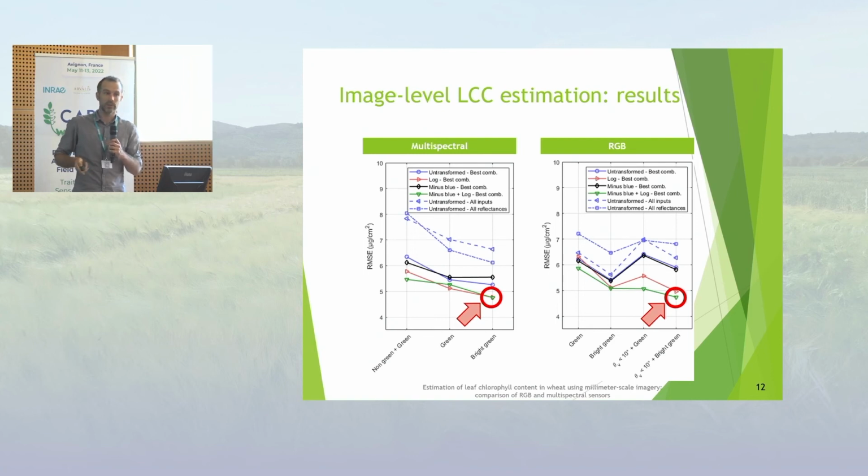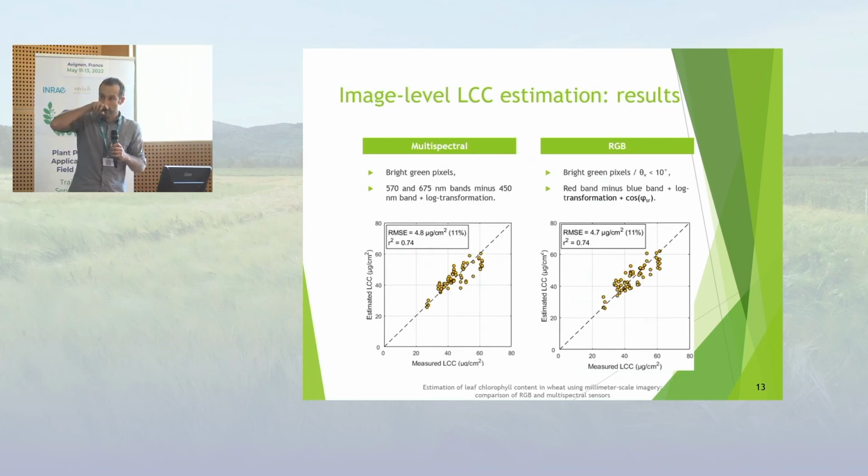So this partly answers what Shawn said earlier in this presentation, that a well-calibrated RGB camera is okay, actually, compared to a multispectral camera. You can do a lot of things with RGB only.